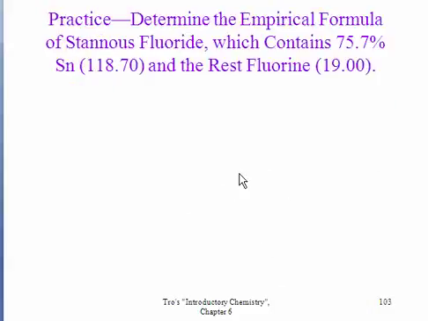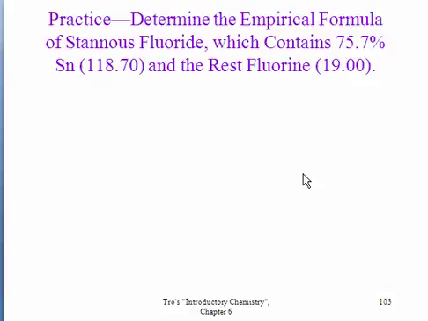Let's take a look at this practice, which takes us a step further. Determine the empirical formula of stannous fluoride. So this is not the standard IUPAC nomenclature, which contains 75.7% tin and the rest fluorine. So pause the slide and see how far you can get.